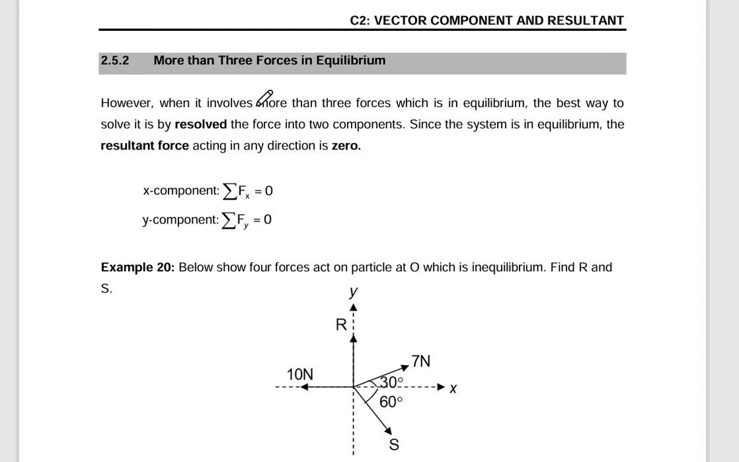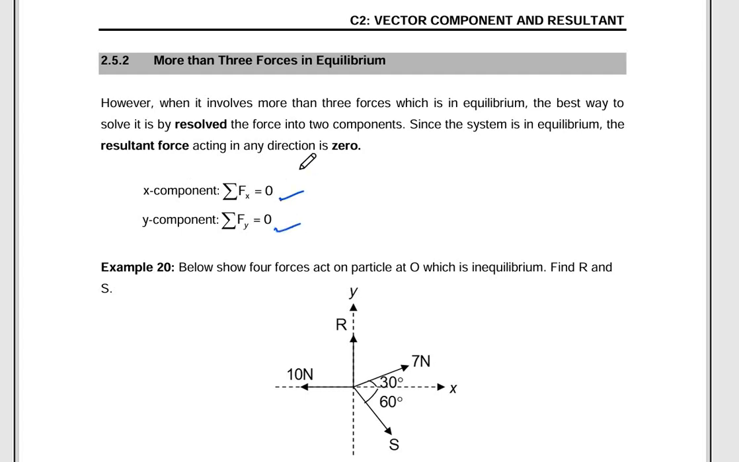Now, okay, however, when it involves more than 3/4, which is in equilibrium, the best way to solve it is by resolve the force into two components. Since the component is in equilibrium, then the resultant force acting at any direction is 0. So, meaning that, kalau 3/4 sahaja, dia boleh letak dalam triangle and complete triangle, so dia equilibrium. Lebih daripada 3, kita kena tetapkan each component itu akan sama dengan kosong. Which is, the summation of Fx for the x-axis is equivalent to 0. The summation of y component, Fy, pun akan dapat kosong.